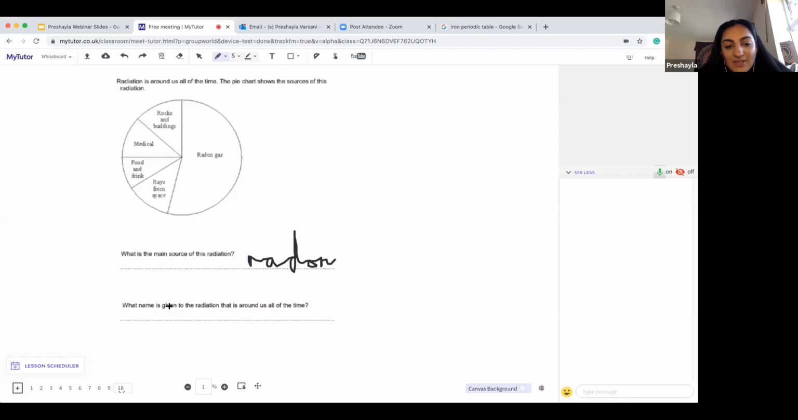What name is given to the radiation that is around us all of the time? That is called background radiation. The name that is given to the radiation that is around us all of the time is background.